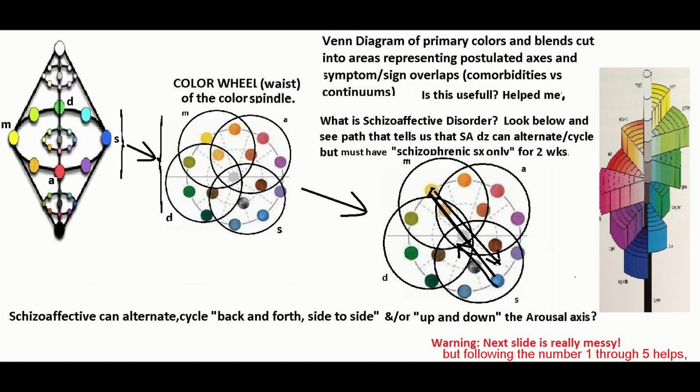What is schizoaffective disorder? Well, one of the criteria for schizoaffective disorders, you have to have schizophrenic symptoms only for 2 weeks. And that's to make sure that the psychotic symptoms aren't a manifestation of psychotic mood disorder.